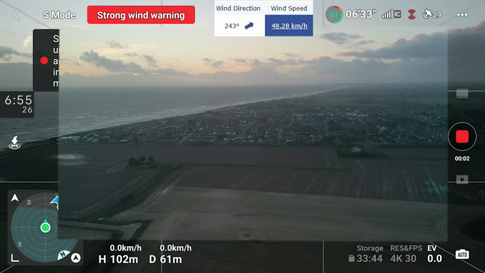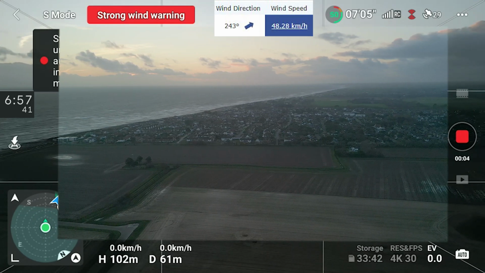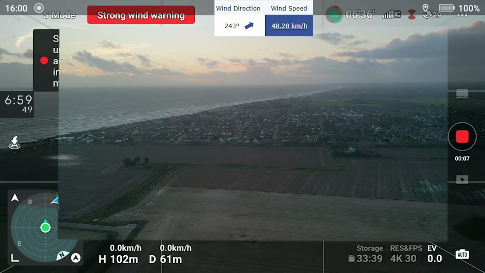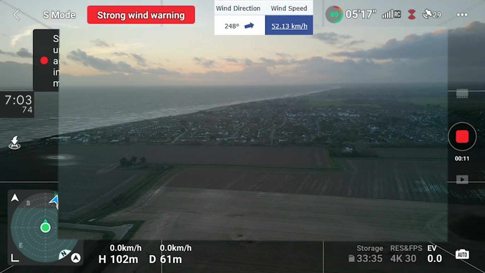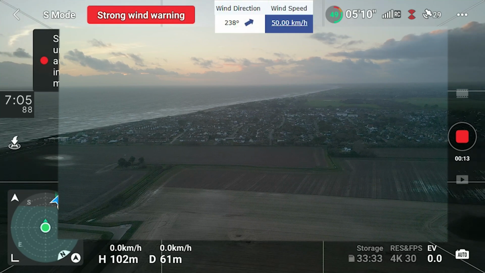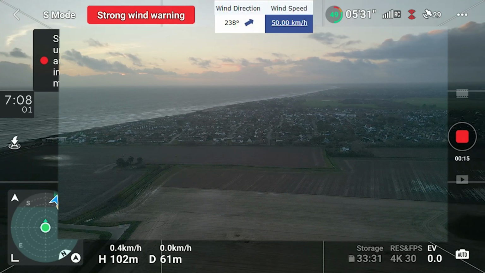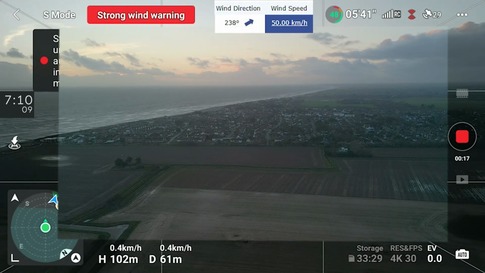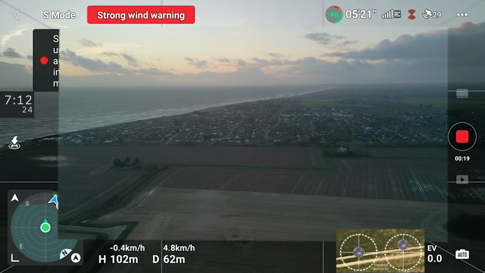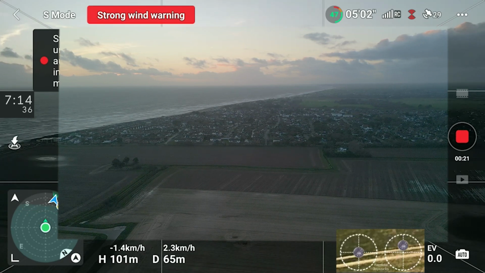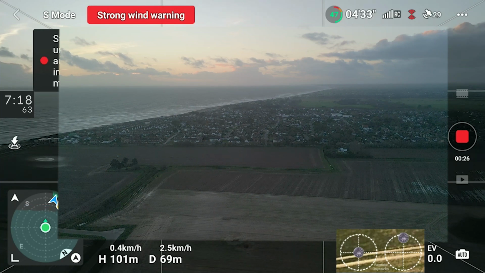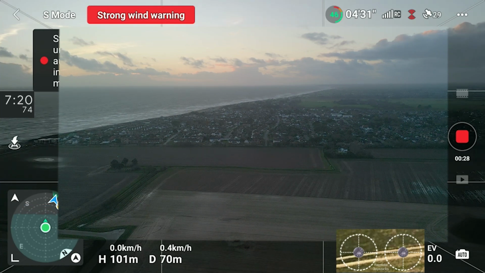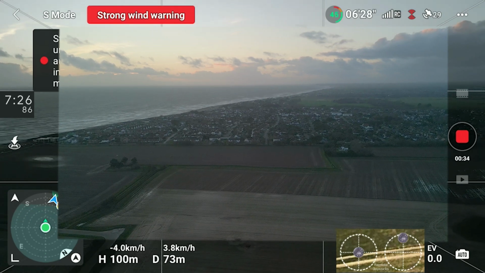And this is actually stronger than DJI's certified maximum wind resistance for the Mini 3 Pro, which is 10.7 meters per second. So it's something to be aware of. Here I pushed the drone a couple of times forward, but it's not really moving much forward because of the wind strength.